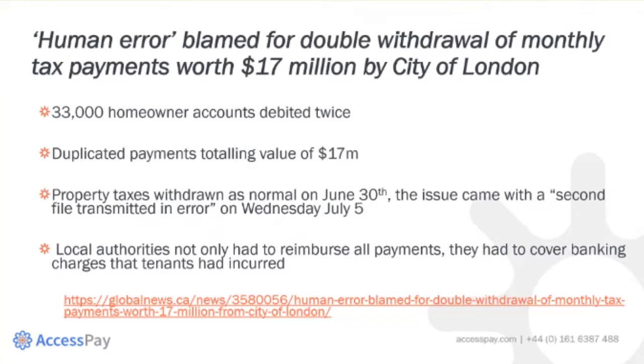So a quick example here of a real common mistake made by an organisation. Just to clarify, this is the City of London in Ontario, not the UK, so the UK press didn't miss this one. But they essentially duplicated a tax payment file for one of their districts, which resulted in 33,000 homeowners being debited twice. It was to the total of around $17 million, which is going to impact anyone's bank account. And essentially, they had to go back, recoup that money from their bank and give it back to their customers. But they also had to reimburse any charges and anything else that might have happened in relation to incorrectly taking that. So a big reputational sting there as well.